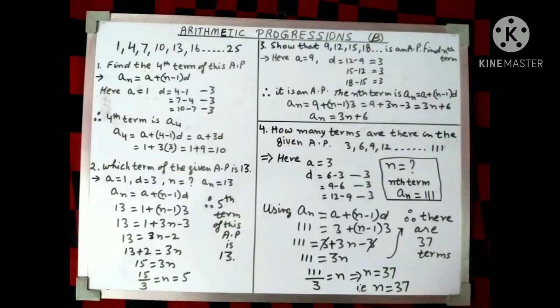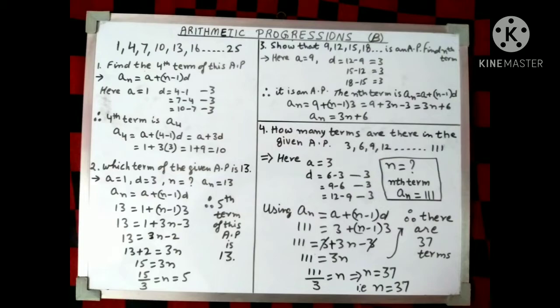Let us see the third question. The question is, show that 9, 12, 15, 18, this sequence is an AP, and then find the nth term also. If we want to check whether a sequence is an AP or not, we can use the definition of AP: any sequence in which the terms have a common difference between them will be known as an AP.